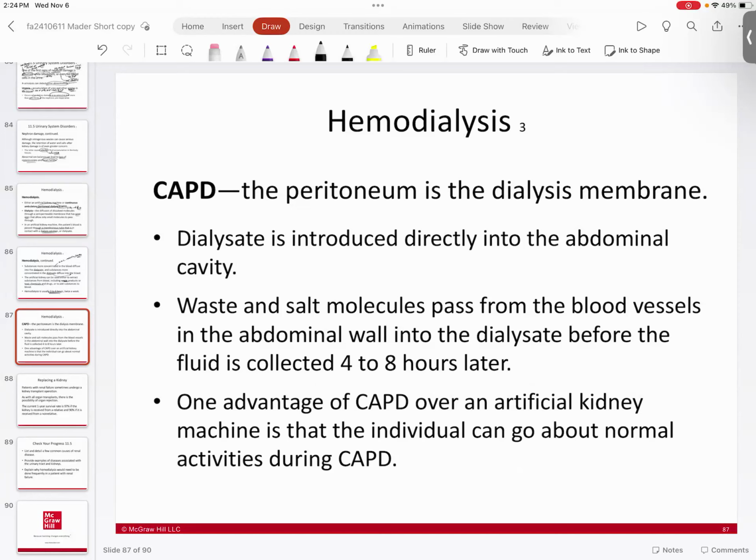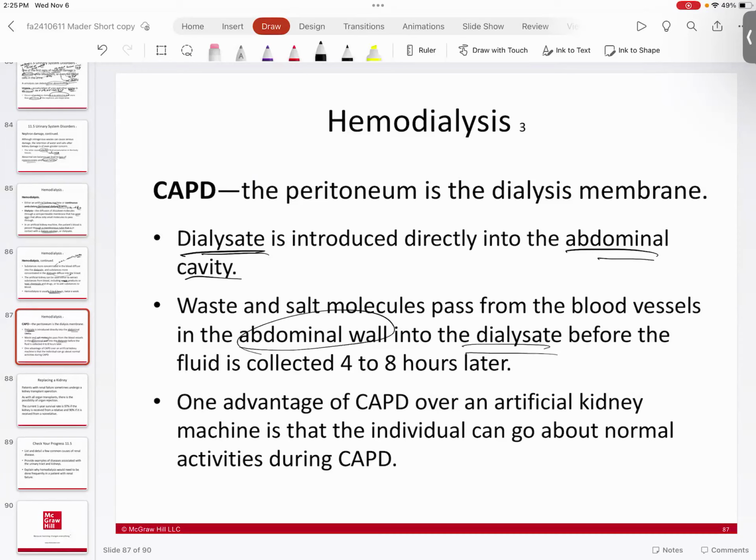Now, the peritoneal dialysis membrane is a little bit different. So in this particular case, you take your dialysate and you introduce it directly into your abdominal cavity, and you essentially force that through the peritoneal liner. That becomes your filter, essentially. So all the waste and the salt molecules and things like that will move from the blood vessels, and then it'll go into the dialysate. So the blood vessels that are in the abdominal wall, that's the ones you're going after.